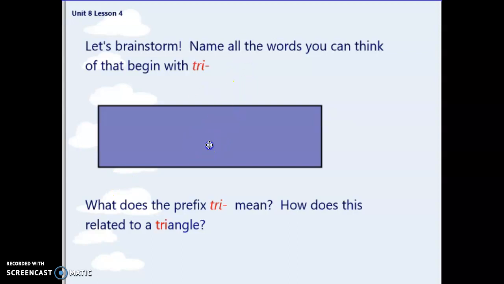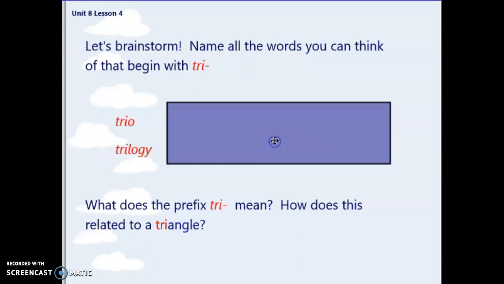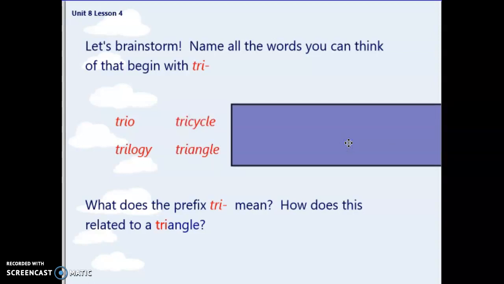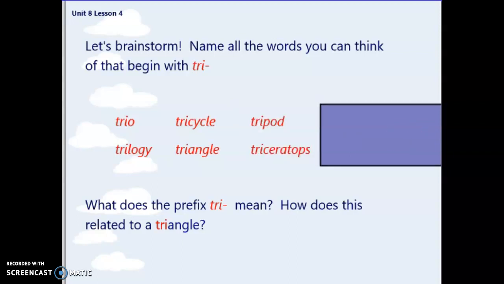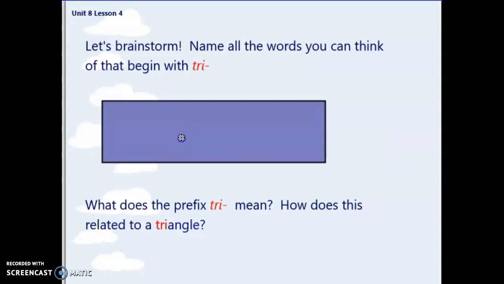Here are two of mine. I thought of the word trio, and I thought of the word trilogy. And then I thought tricycle and triangle. And then I thought tripod and triceratops. So, what do all these words have in common? In other words, what does the prefix tri mean? If I'm talking about a trilogy or a trio or a tricycle or a triangle, they all have to do with the number 3. So a triangle is a three-sided shape that has 3 angles.